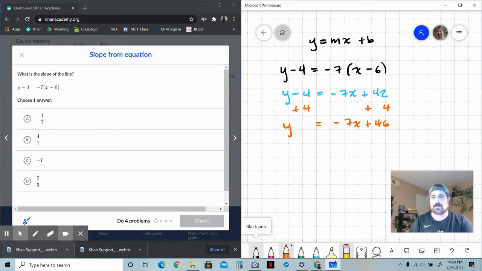Well, in this form, y equals mx plus b, the slope is the coefficient of x. So what is the coefficient of x? It happens to be negative 7. So that's your slope.